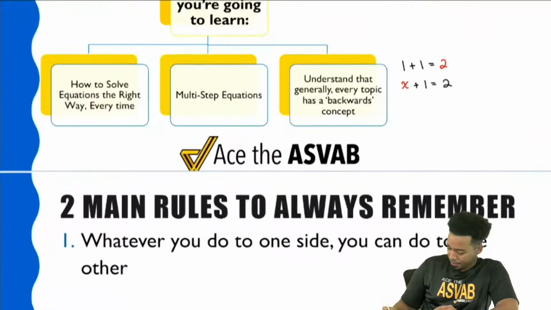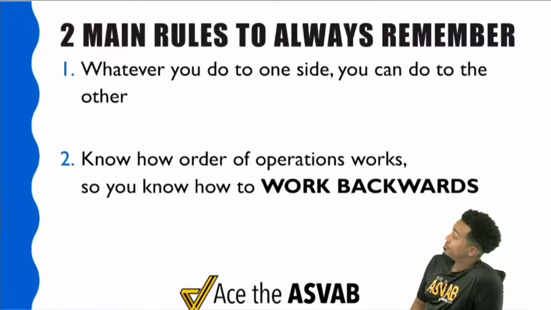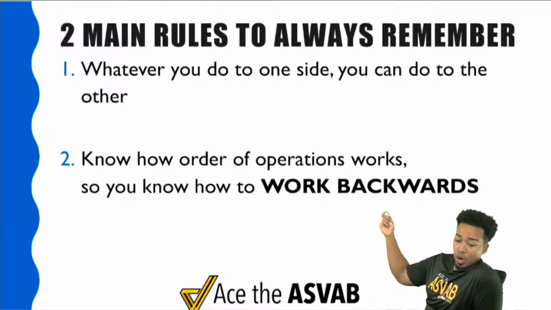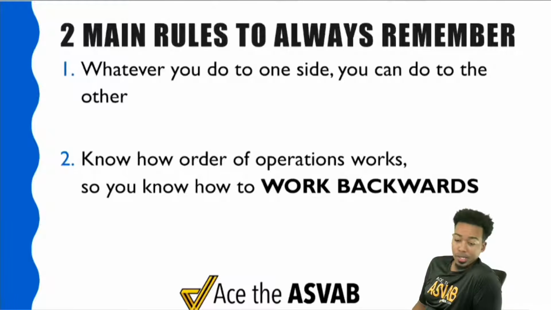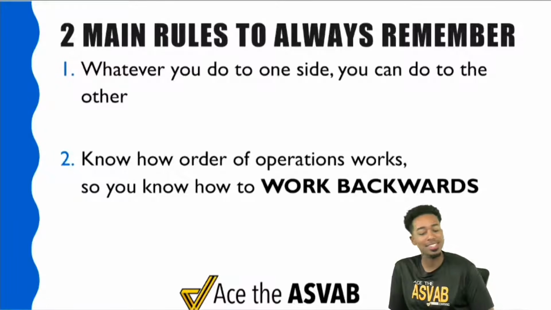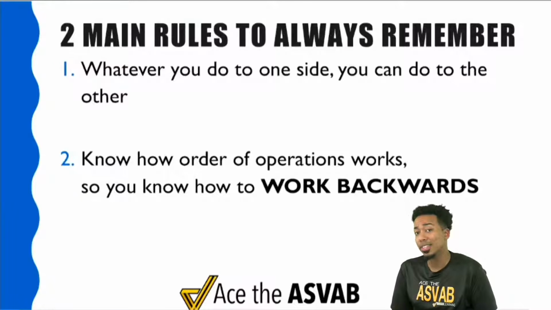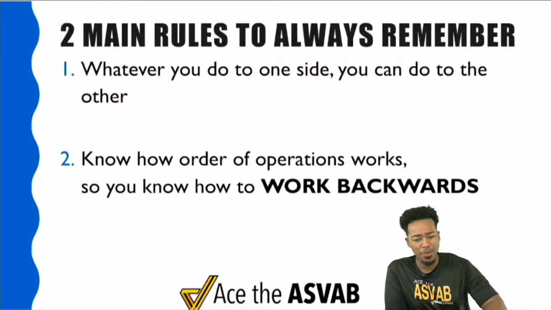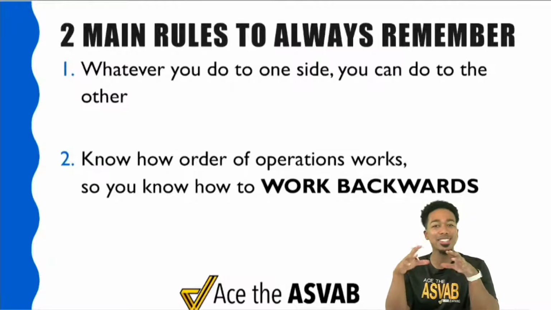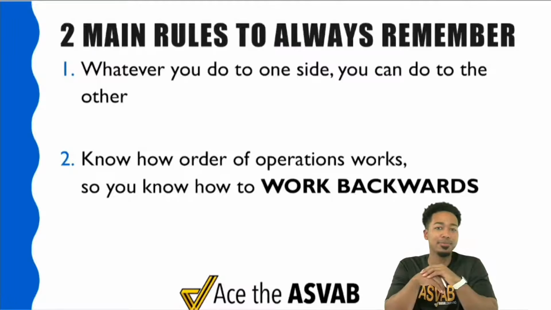So with that, let's talk about two main rules here. Number one, I think we've heard this before. You guys let me know in the chat box. Whatever you do to one side, you do to the other. And then number two, know how order of operations works, because you're going to be working backwards. Have we heard these statements before? Especially the first one, right? Whatever you do to one side, you do to the other. Yeah, we've heard this before. And so I'm going to explain to you exactly how this is going to work to your advantage every single time. I got you.